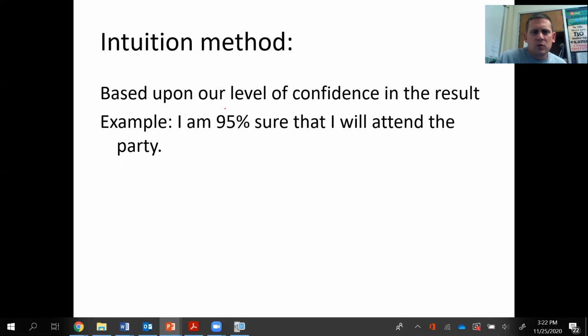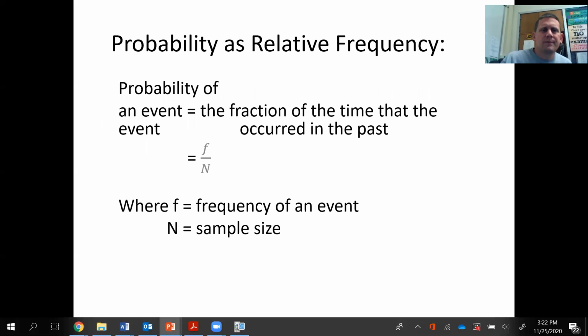I don't think there's any difference between an 80% and a 95%. When you get into like 50%, okay, now that's a bigger difference because you're like on the fence. Okay. All right. Probability is a relative frequency. This is something that we do use. So the first method, we really don't use it a whole heck of a lot.